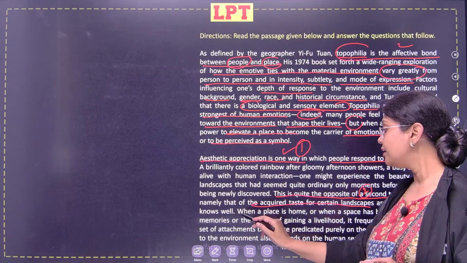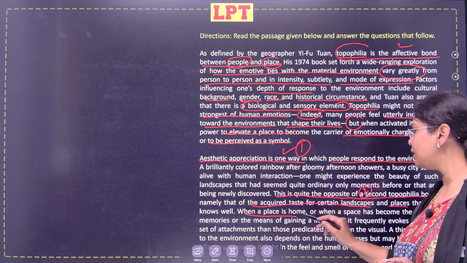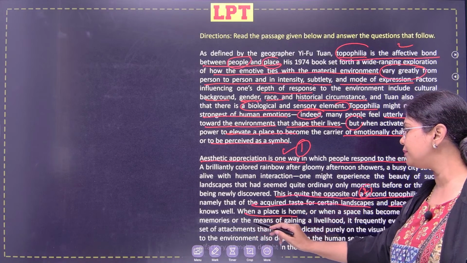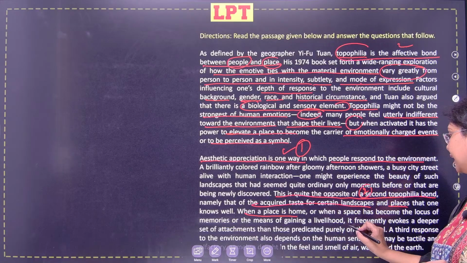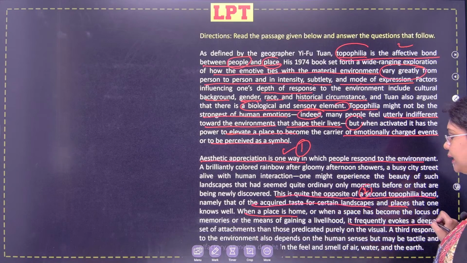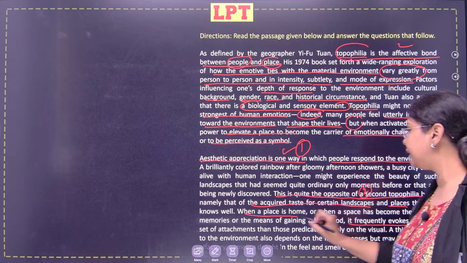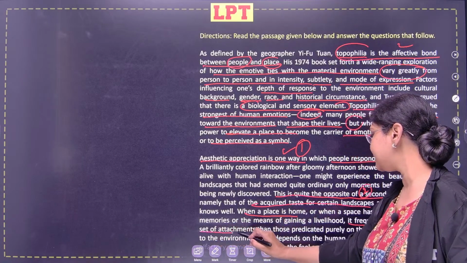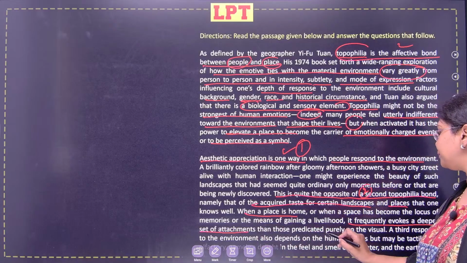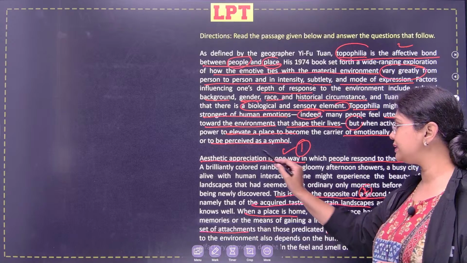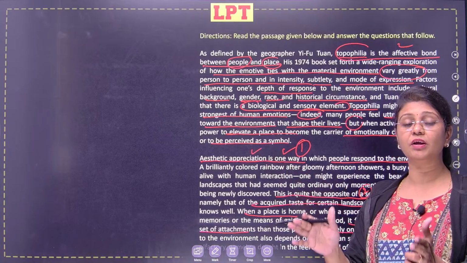So it says, when a place is home or when a space has become the locus of memories or the means of gaining a livelihood, it frequently evokes a deeper set of attachments than those predicated purely on the visual. So we talked about aesthetic appreciation here. Okay, that was one way of topophilia.